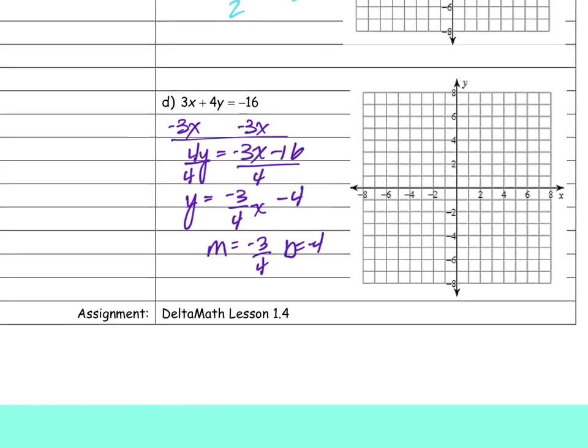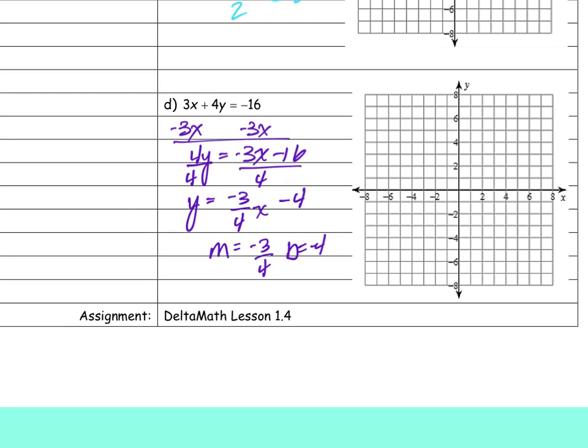Okay. And then I'm going to go to -4 on my y-intercept. And then I'm going to go down 3, 1, 2, 3, and over 4, 1, 2, 3, 4. Or I can go up 3, 1, 2, 3, 4. And I probably can get another one in here. 1, 2, 3. Oh, great. Beautiful. And there we go.